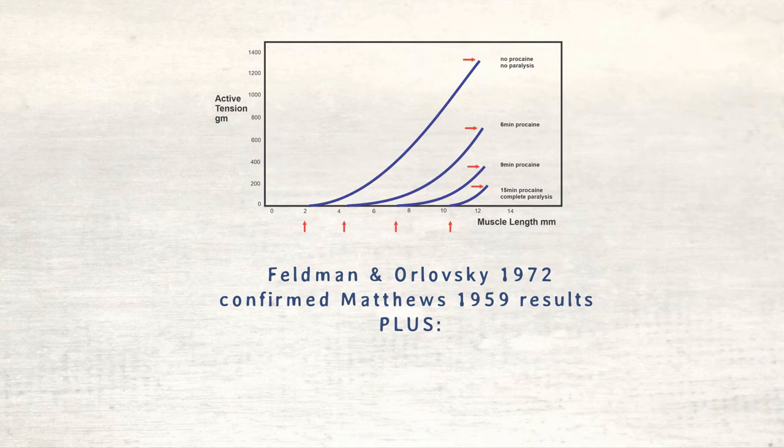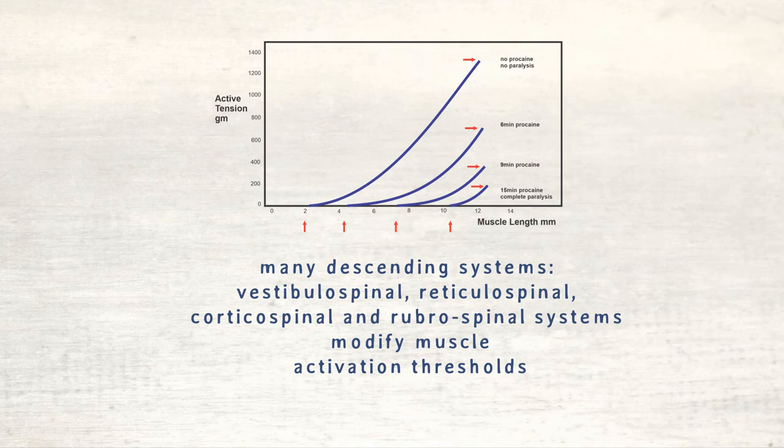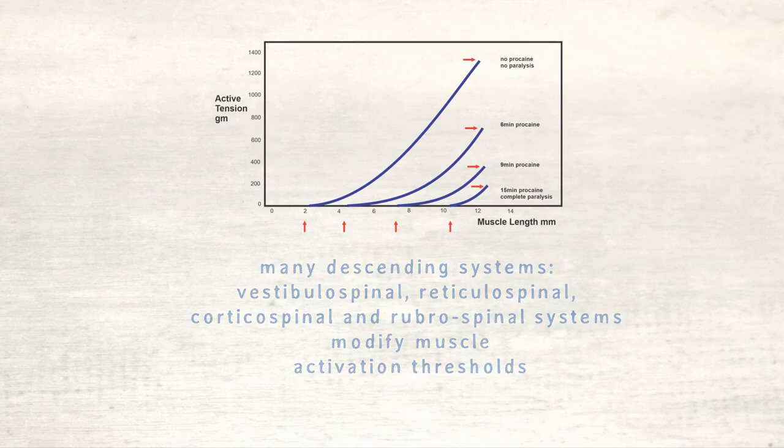What if central cortical and brainstem systems could also regulate the stretch reflex thresholds? Well, one person became very excited by Matthews' work. His name is Anatol Feldman. He repeated and confirmed Matthews' work, but went one step further to test for central effects on the stretch reflex. Feldman and Orlovsky in 1972 found that many descending systems, vestibulospinal, reticulospinal, corticospinal, and rubrospinal systems could modify muscle activation thresholds.